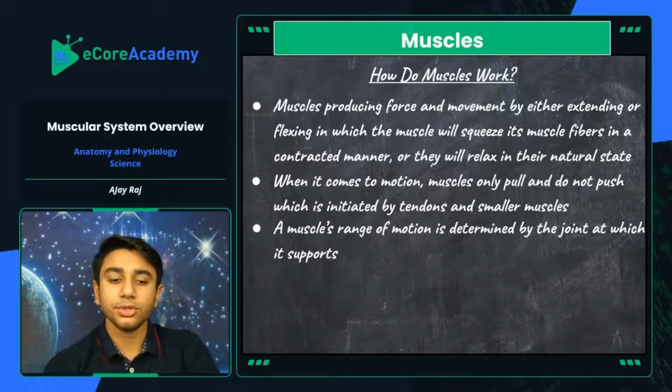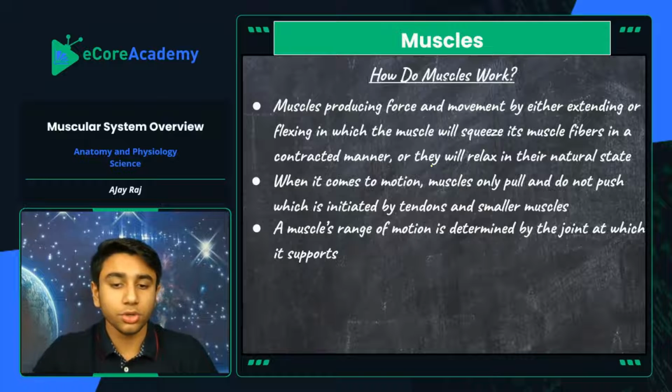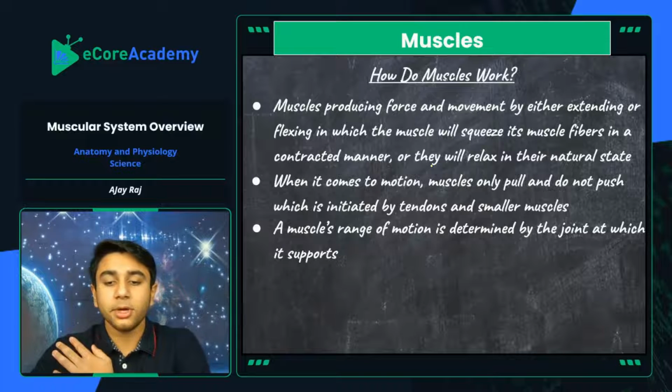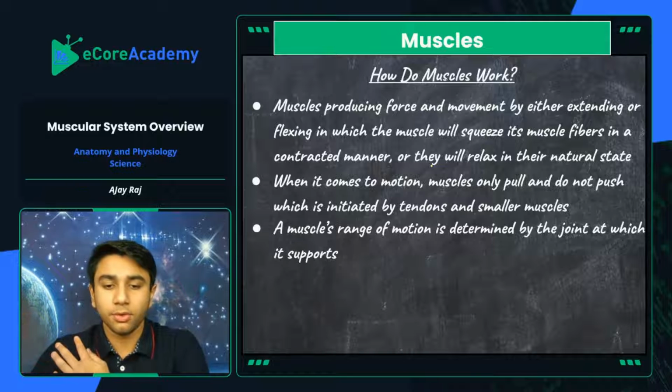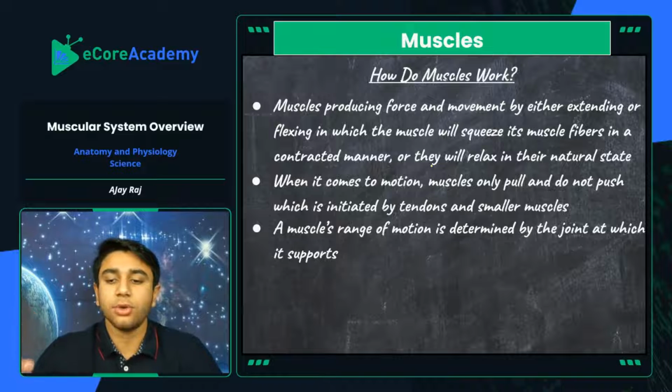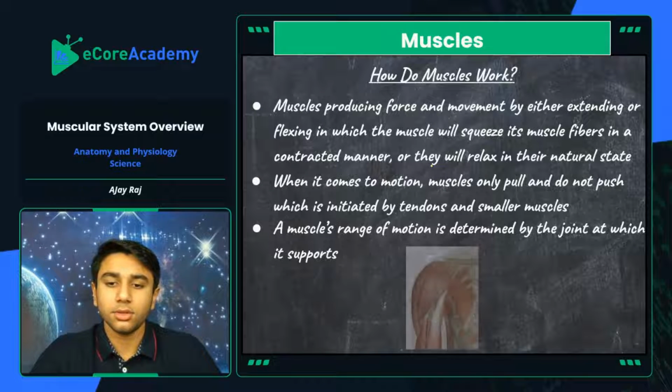And a muscle's range of motion is determined by the joint which it supports. So say, for example, at the shoulder joint, your deltoids, your rear and frontal deltoids, are going to have much more range of motion than, say, the edge of your quadriceps, which really supports the knee, and, of course, that patellar tendon right below the knee as well. They have less motion in those areas.